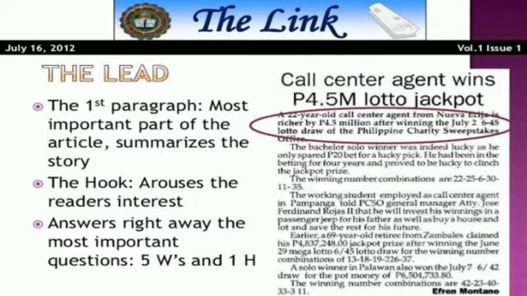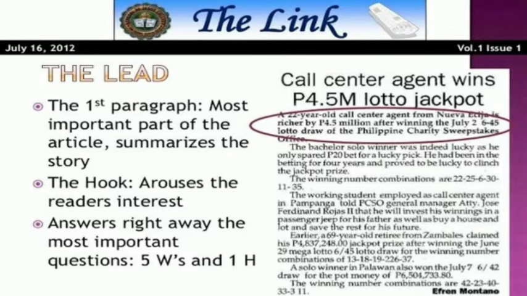From where is the 22-year-old call center agent who became richer by 4.5 million? Answer: he is from Nueva Ecija. When does a 22-year-old call center agent from Nueva Ecija become richer by 4.5 million pesos? Answer: it was after winning the July 2 645 Lotto draw of the Philippine Charity Sweepstakes Office.